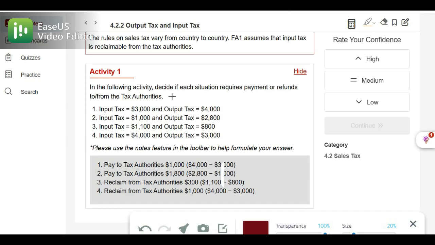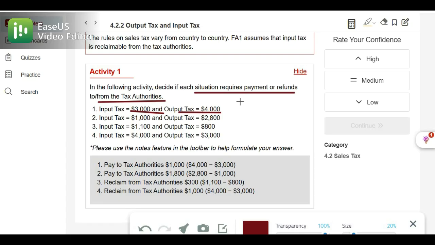We have already understood that if the input tax is greater, then that will be a reclaim, and if the output tax is greater, then you have to pay to the tax authority. So input tax is 3,000, output tax is 4,000. It means that you charged customers more than you paid as tax when purchasing. So pay to the tax authority, because your net output tax is 1,000.